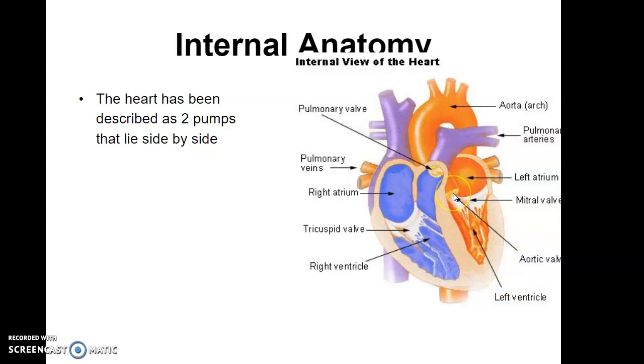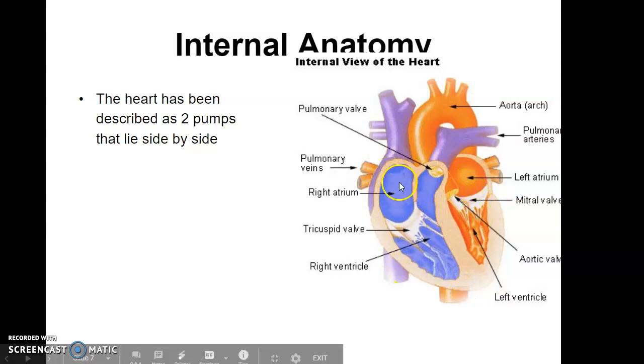If you haven't done so, you might want to watch the lecture I put up on the evolution of the cardiovascular system. There are three kinds of hearts you can have: a two-chambered heart, a three-chambered heart, and a four-chambered heart. We have a four-chambered heart, which is really two-chambered hearts side by side.